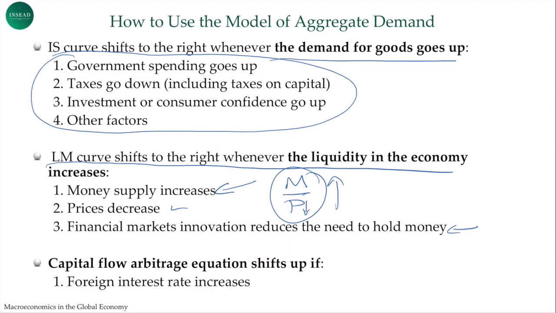The third block is very easy. Remember a horizontal line. When will that horizontal line change? If the foreign interest rate changes. If it increases, the line will shift up. If it decreases, the line will shift down.